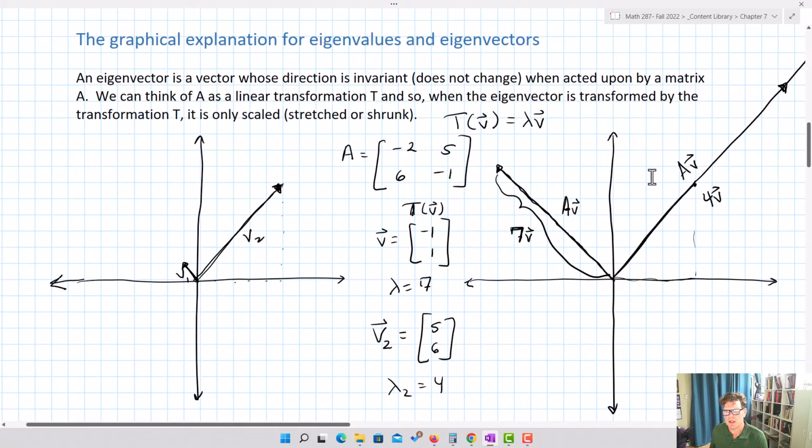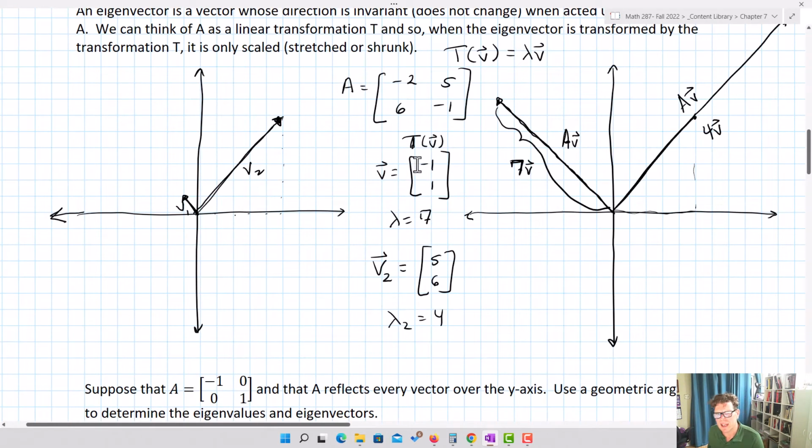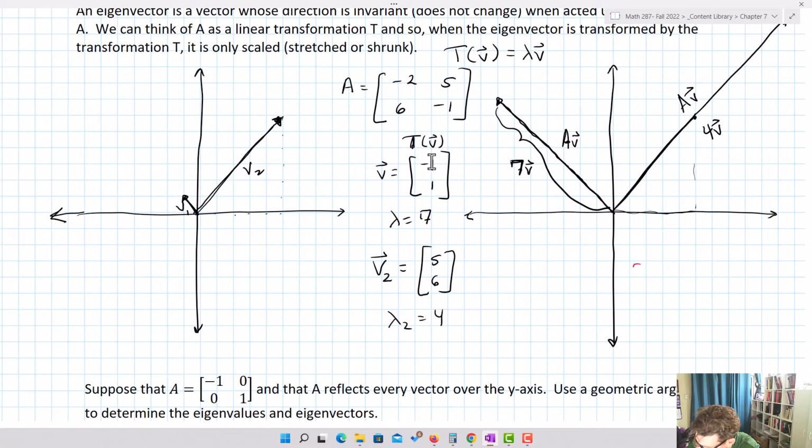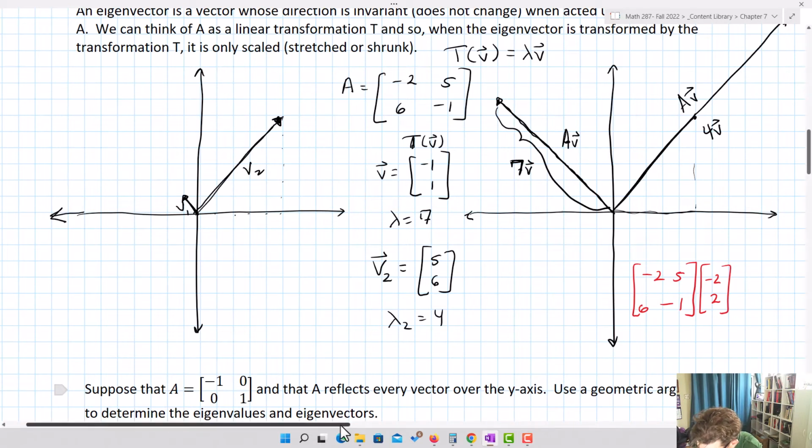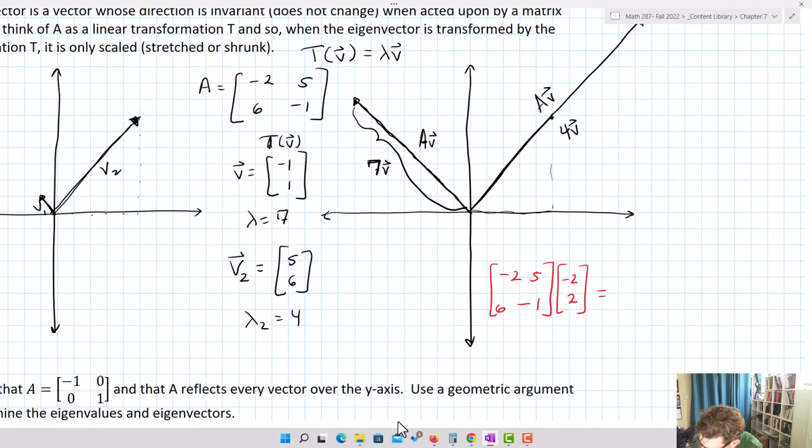You can do the same thing up here, too. If we chose a scalar multiple of (-1, 1), say, for example, (-2, 2), all right? So we've got the matrix [[-2, 5], [6, -1]], and we're going to multiply it by (-2, 2), okay? Well, if I rewrite this, I know that this is going to end up being the matrix times 2 times (-1, 1). And that equals, well, that's just 2 times AV.